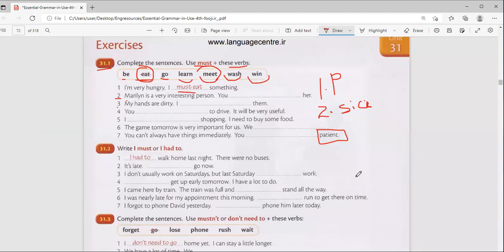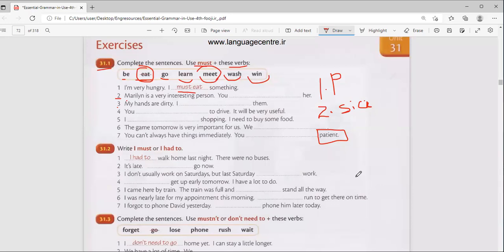So write I must or I had to. Remember, I told you must is for present, had to is for past. Number 1, I had to walk home last night. There were no buses. I had to walk home. Number 2, back to you, Yasin. It is late. I must go now, because it is now. Number 3, Shukri.